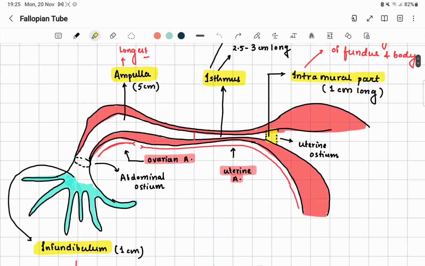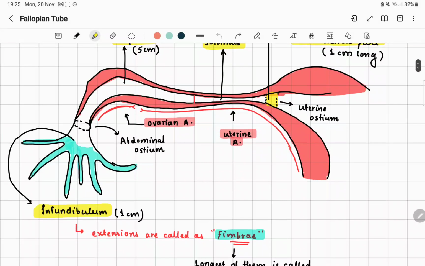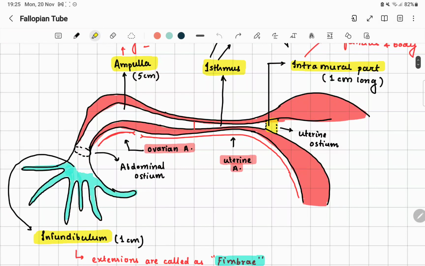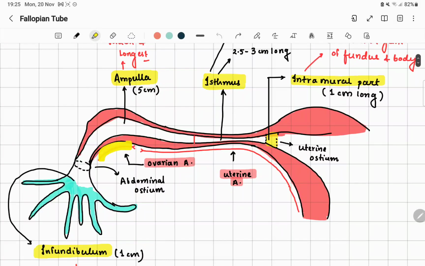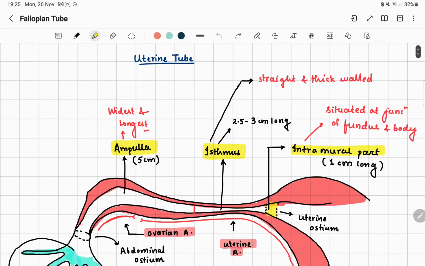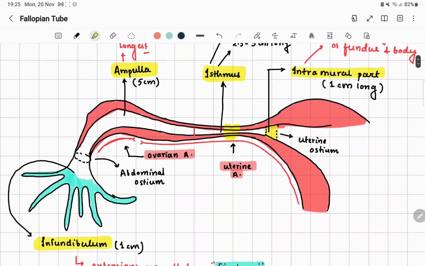Let's talk about the other parts. That is the ampulla. It's the most dilated part, the widest and even the longest part. It is about 5 cm. And you have the abdominal ostium where there is the communication. At this ampulla, the ovarian artery and the uterine artery generally anastomose. Then the isthmus, which is 2.5 to 3 cm long, straight and thick walled. The walls are thick.